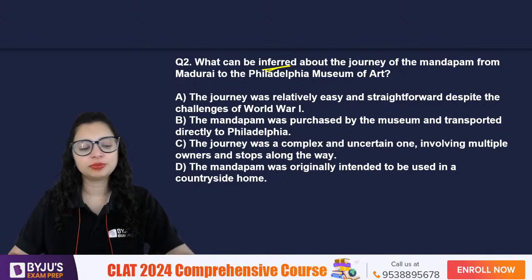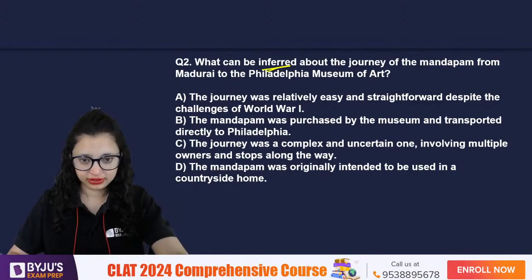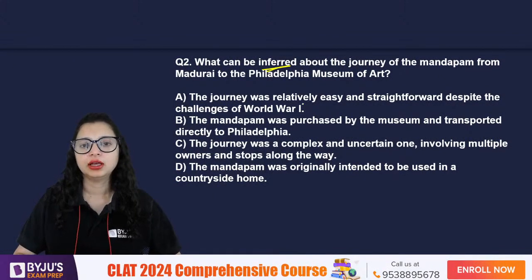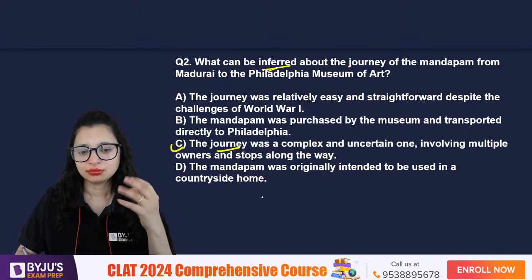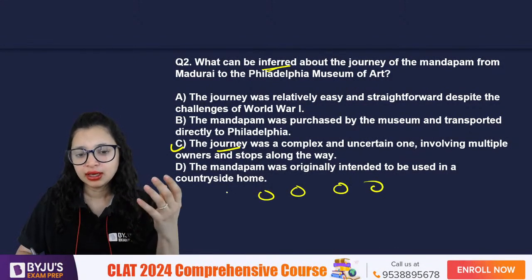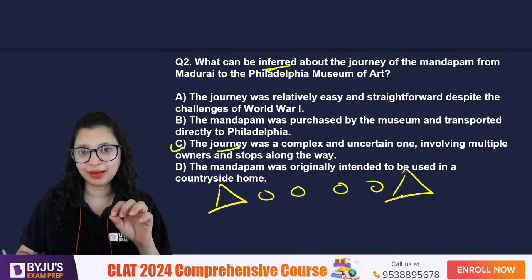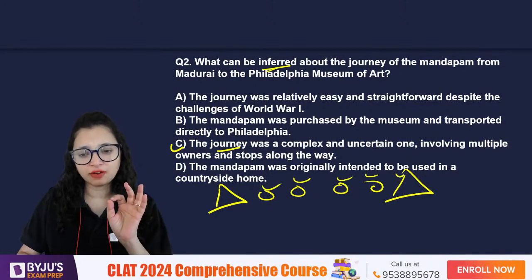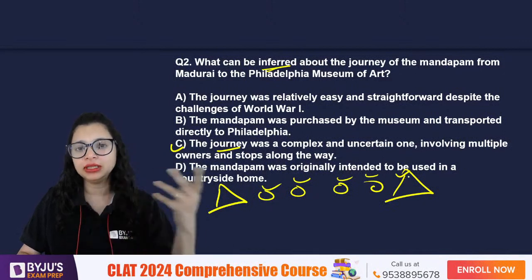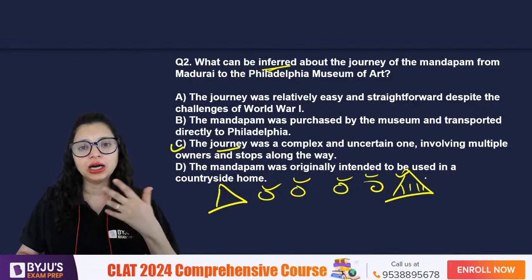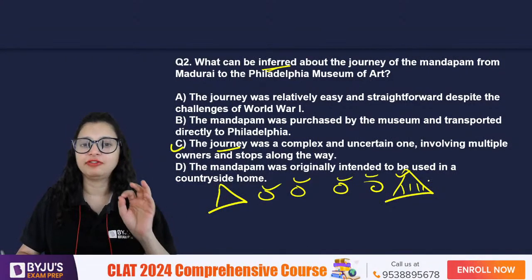It is going to be just a minute. Yes, it is going to be a C. It talks about the journey, how many people owned it. It started from a temple in Madurai. It landed into many hands. But ultimately, when it was donated from the regal family, it is now present in the exhibition hall of the Philadelphia Museum.